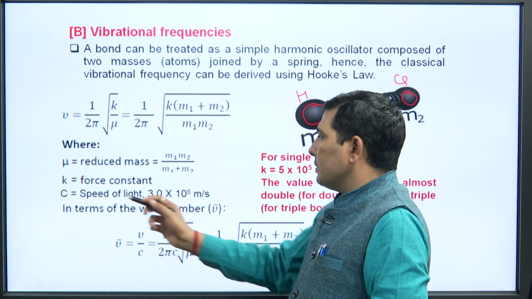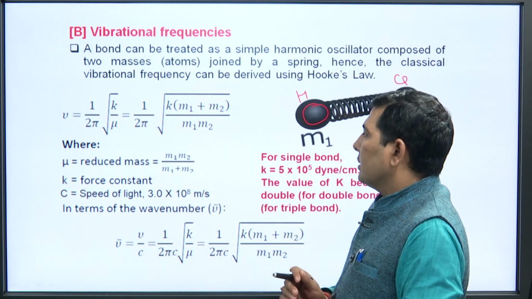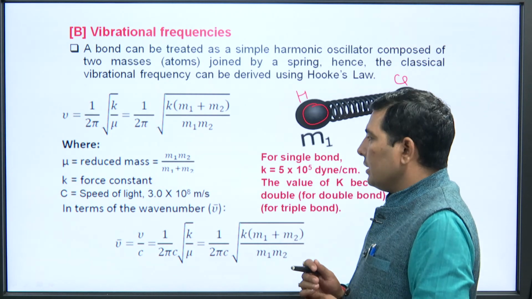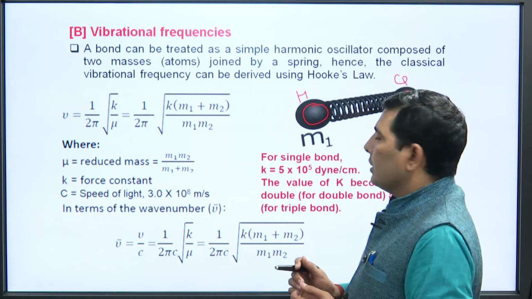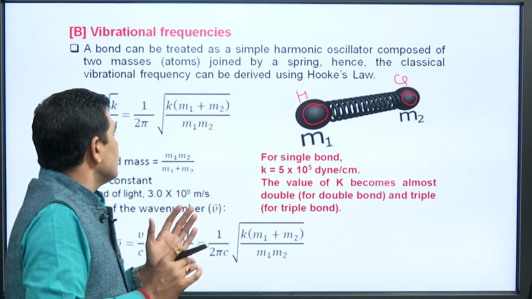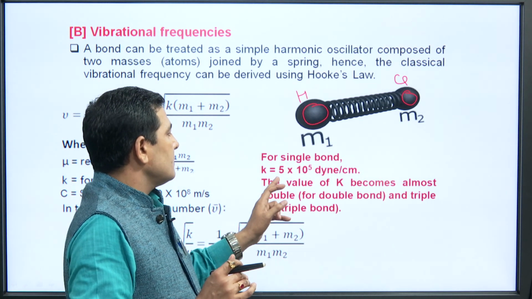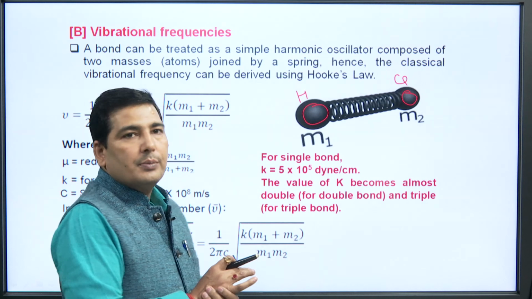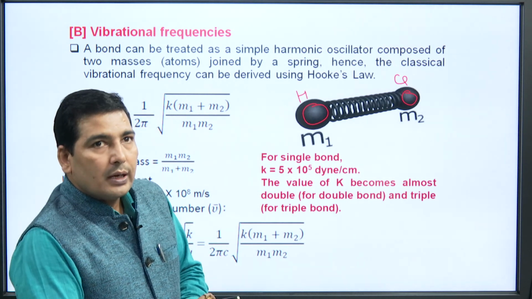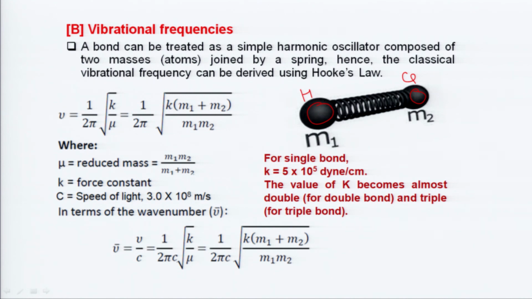So, we have defined this. You know about k: k is the force constant, and this k is a measure of bond strength. For a single bond, k is 5 into 10 raised power 5 dynes per centimeter. Remember, again we are dealing with chemistry, so we are using units that are usable in chemistry.